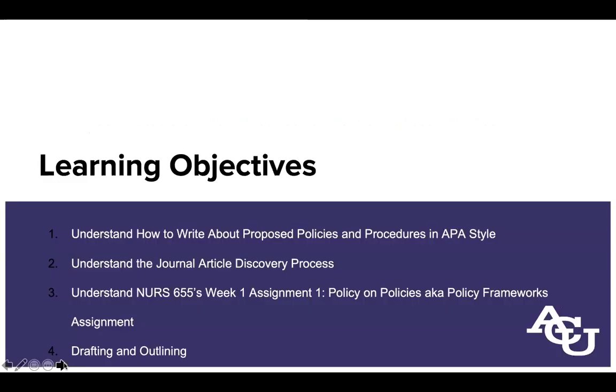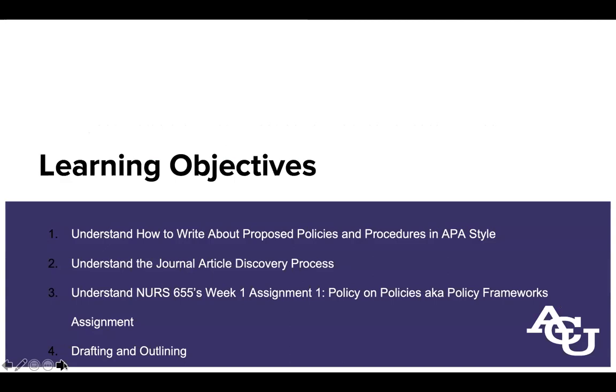All right, we have several things we're going to run through here. One is we're going to talk about how to write about proposed policies and procedures in APA style. And here we're not going to be focusing on the particulars of whatever policies you might be proposing, but we'll talk about how you refer to the system at your institution, and when we get to the drafting phase, a little bit about how you might write about something you might be proposing.